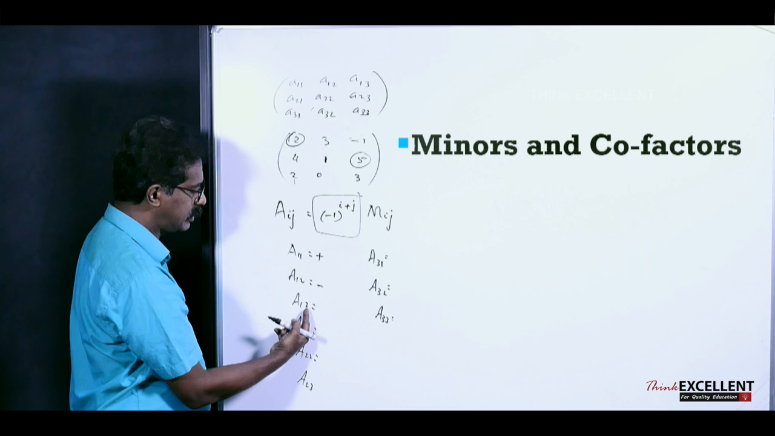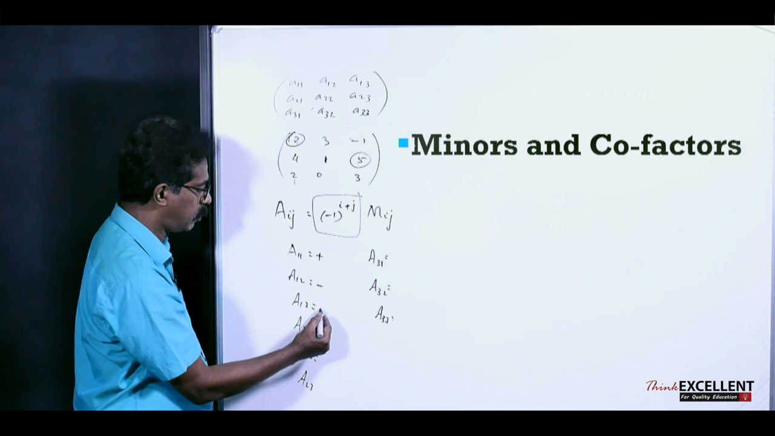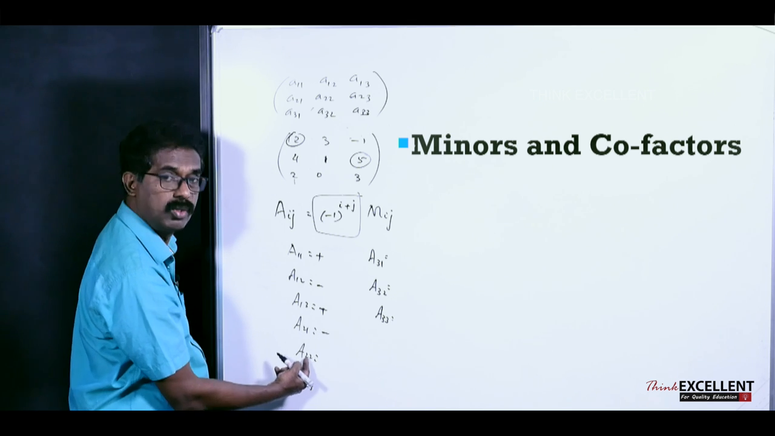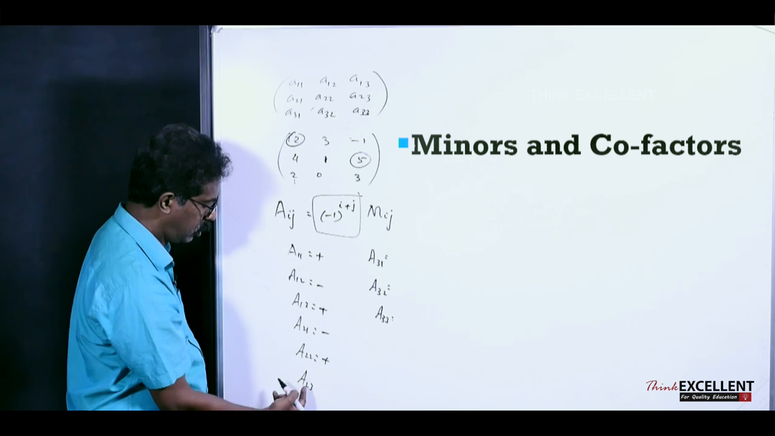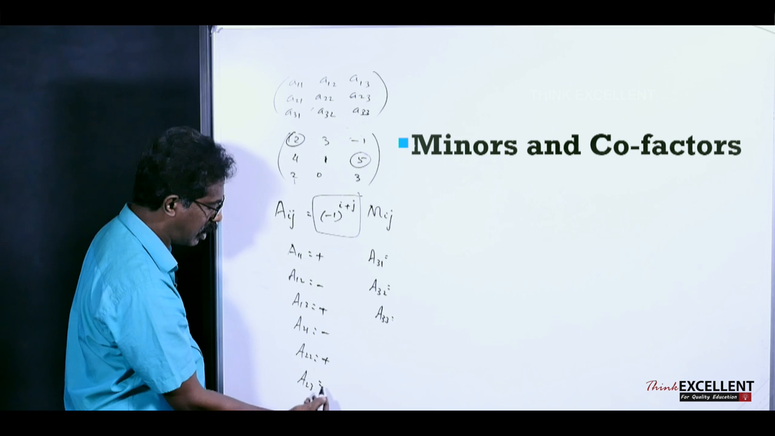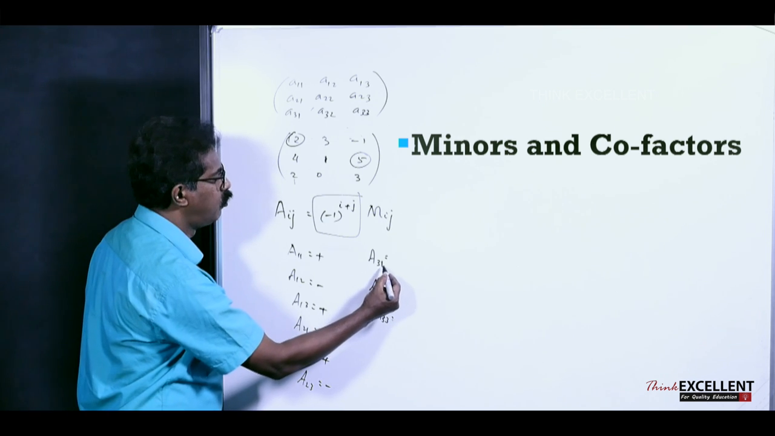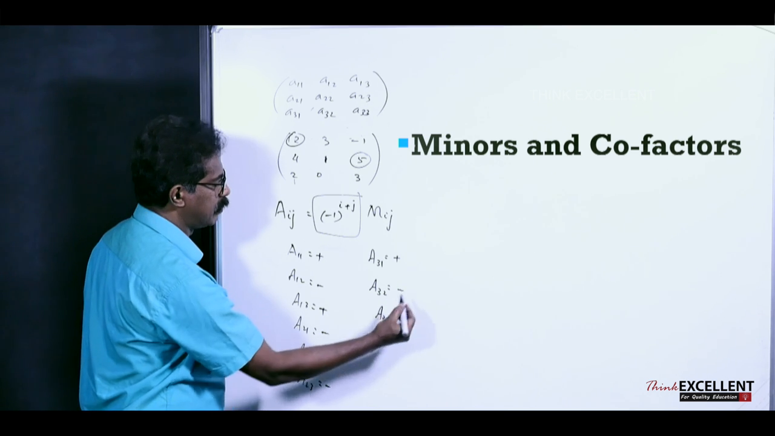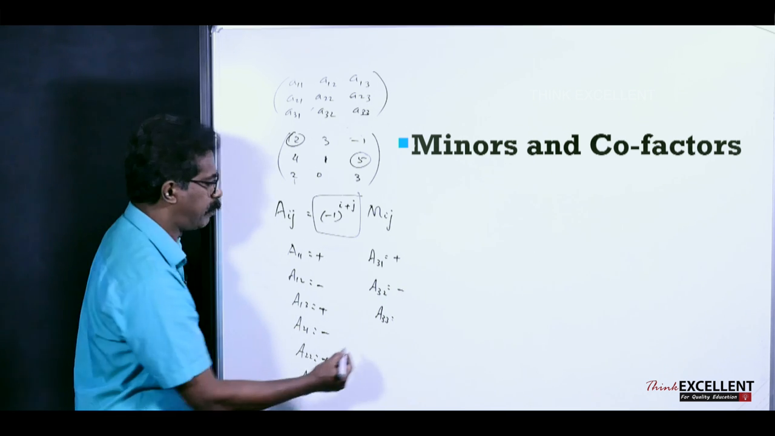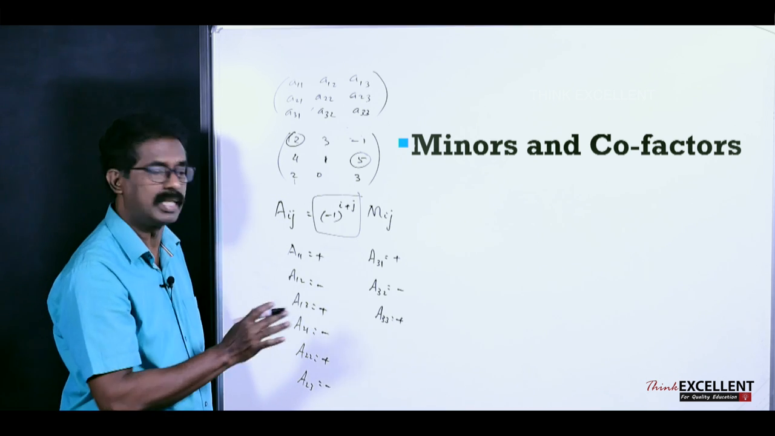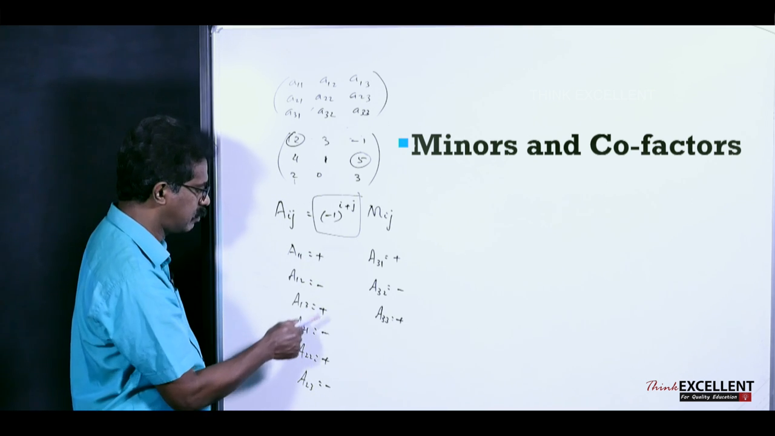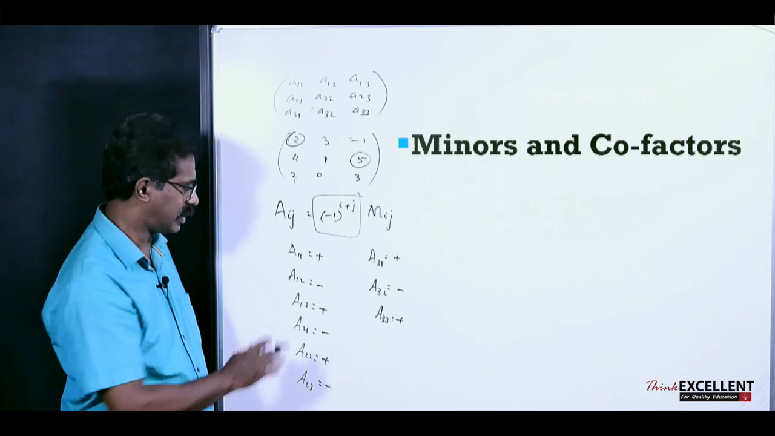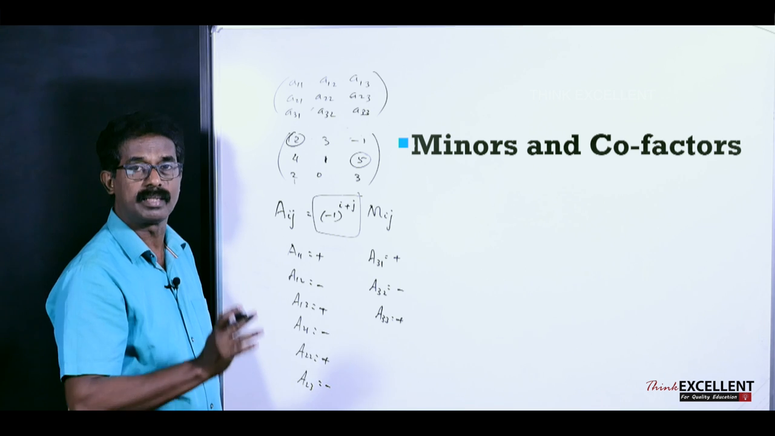1 plus 3, 4, even number, so plus. 2 plus 1, 3, odd number, minus. 2 plus 2, 4, even number, plus. 2 plus 3, 5, odd number, minus. 3 plus 1, 4, so plus. 3 plus 2, 5, odd number. 3 plus 3, 6, even number. So for 3 by 3, it will be like this: plus, minus, plus, minus, plus, minus, plus. For the exam, you don't waste time. The first time you check, you must know how you are getting it, but in the exam, you don't waste time.